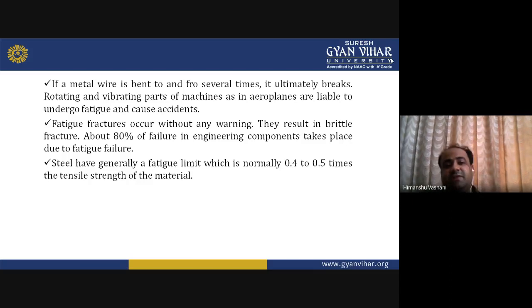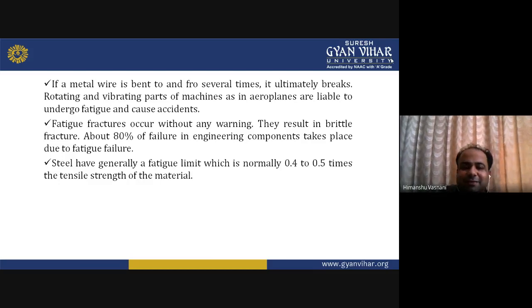And fatigue fractures occur without any warning. They result in brittle fracture. About 80% of the failure in engine components takes place due to fatigue failure. It also occurs without any warning, and they result in brittle fracture.